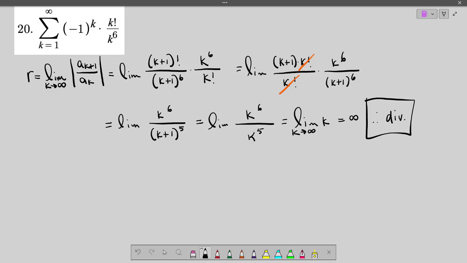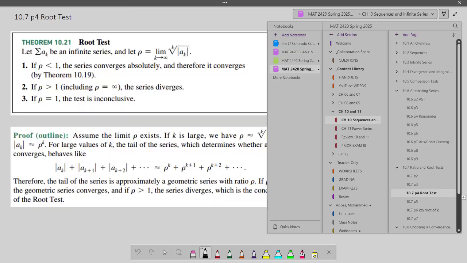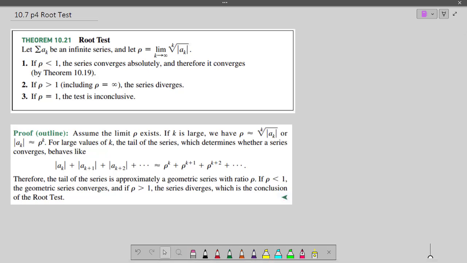So that series diverges. And again, we could have also used the divergence test up there. Terms aren't even going to 0. So the ratio test, pretty straightforward. We love it. The root test also is lovable.